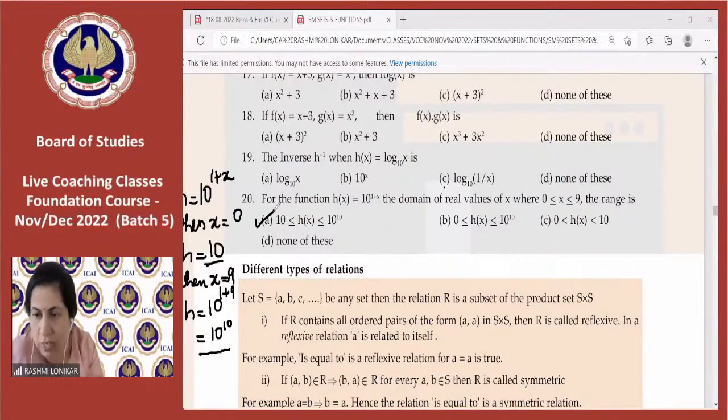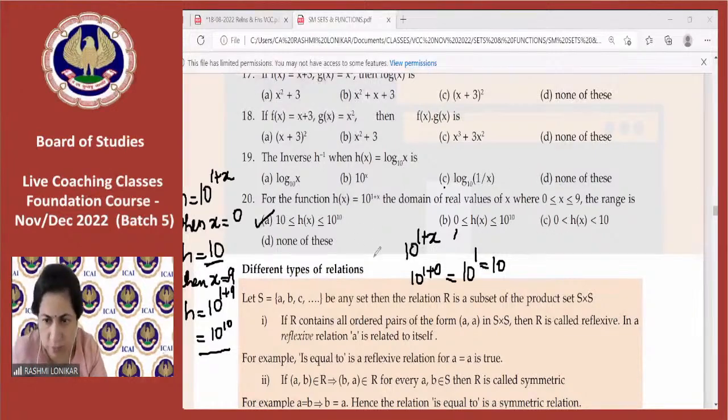Why is 0 not possible? Because it is 10 raised to 1 plus x. So, even when you put 0, you will always have 10 raised to 1 plus 0, which is equal to 10 raised to 1. 1 plus 0 is 1. So, therefore, it is 10. So, don't make that mistake. And this is 10 raised to something. Right? Hope you've understood.